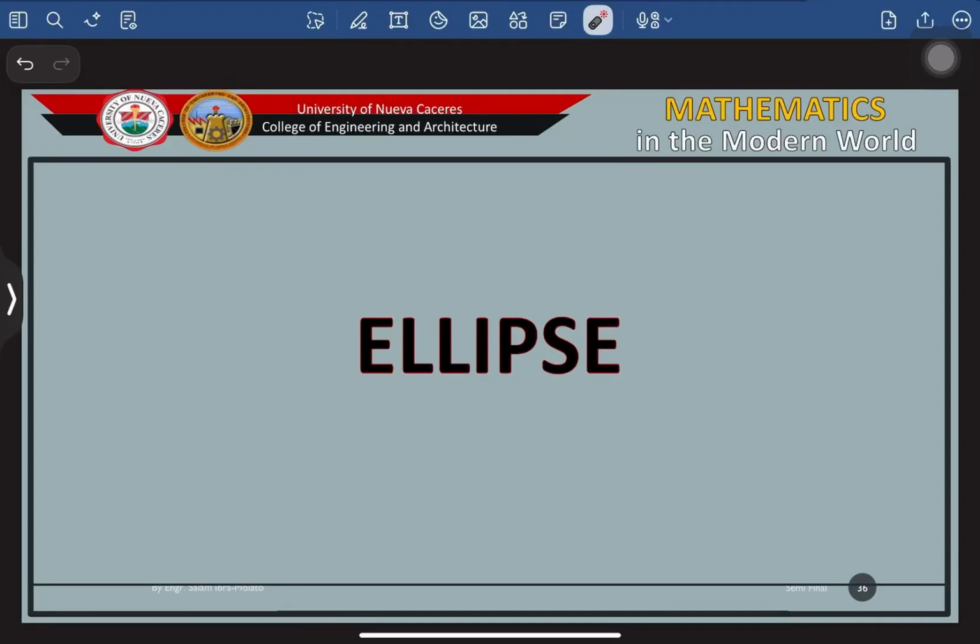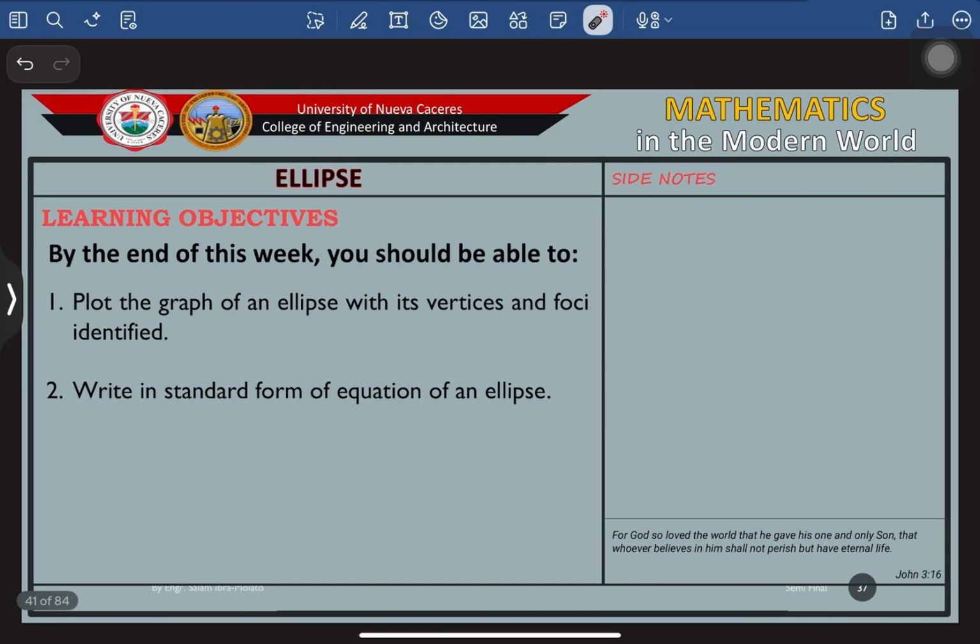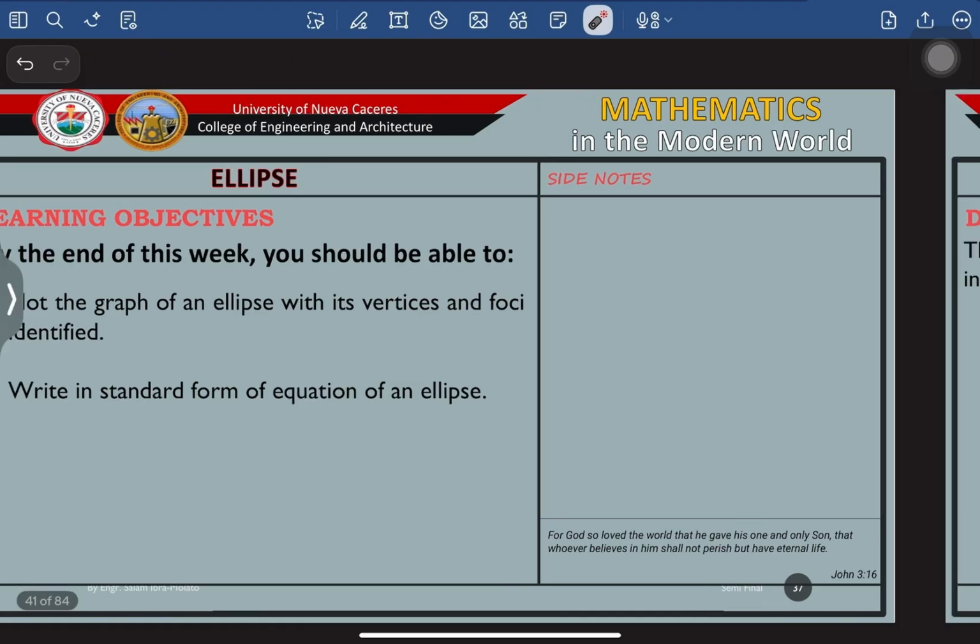Hi class, today we'll talk about how the ellipse is formed from a cone, one of the four conic sections in analytic geometry. So let's define first the learning objectives. By the end of this lesson, you'll be able to plot the graph of an ellipse with its vertices and foci identified, then write the standard form of the equation of an ellipse.